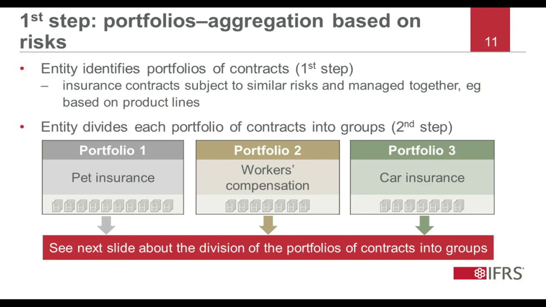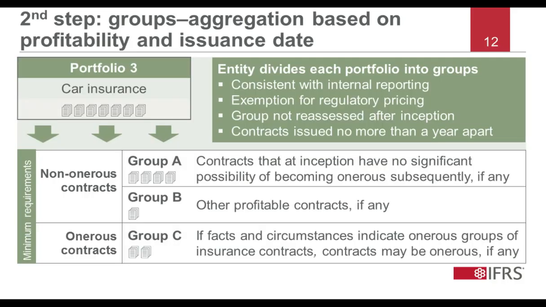For example, as you can see on the slide, different portfolios will include worker compensation and car insurance. This is because they are based on different risks, and they are also likely to be considered separate product lines for the management purpose. Now, let's think about the second step. As the second step, a portfolio is further divided into groups based on profitability, resilience to changes in estimates, and the dates the contracts have been issued.